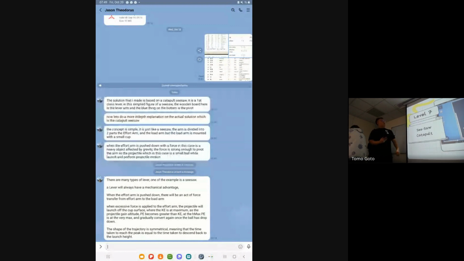Sorry about that. We use a seesaw for the object over here and put a heavy force. That's beautiful. Yeah, thanks.